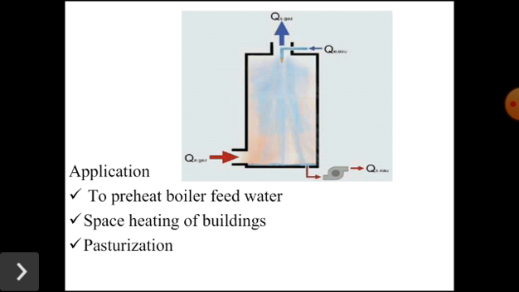Application: to preheat the power plant's boiler feed water, this type of heat exchanger is used, and during winter, for building space heating, this type of heat exchanger is used. And pasteurization, what does it mean? It means keeping food at a constant temperature, that is, food is preserved at a particular temperature. This process is known as pasteurization.